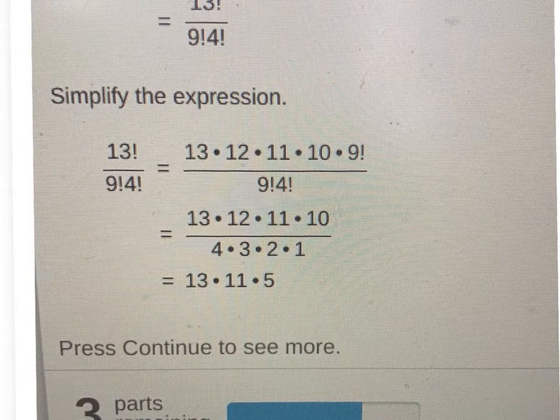Saw your email. You want to know how they went from that line to that line. I think it's your question. So, how did they simplify this?